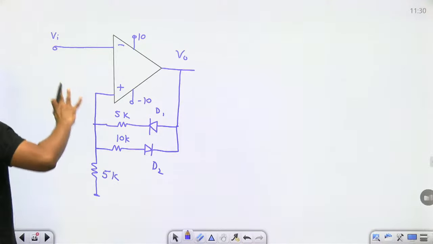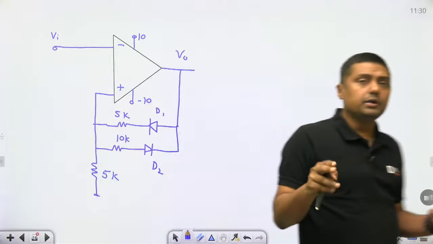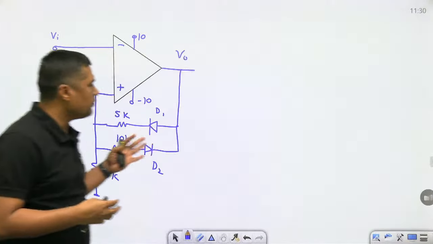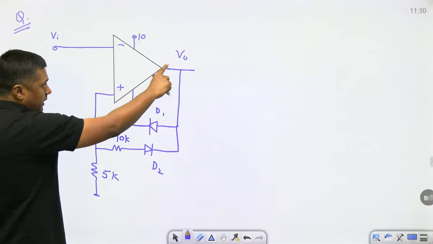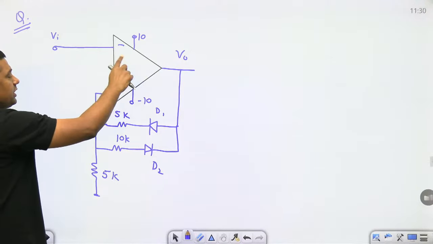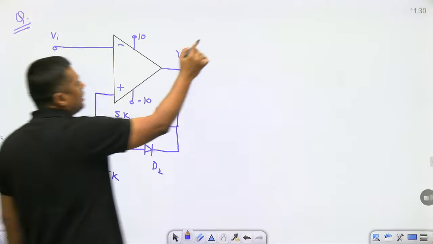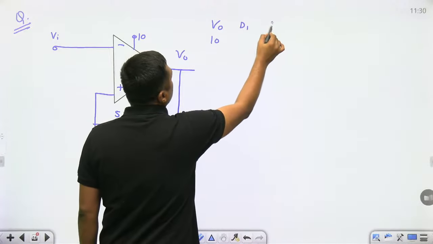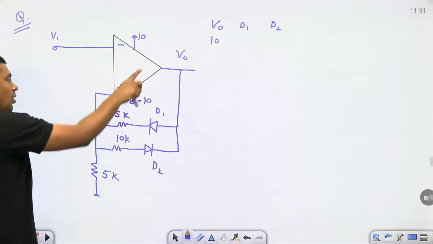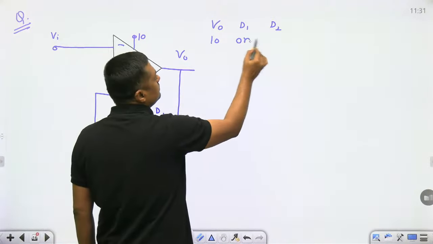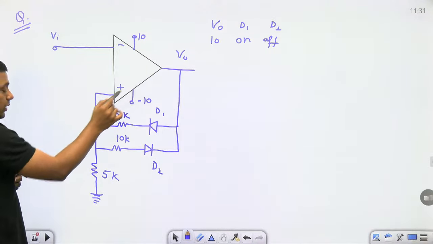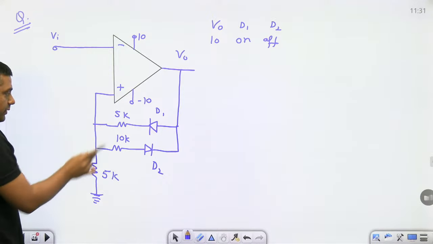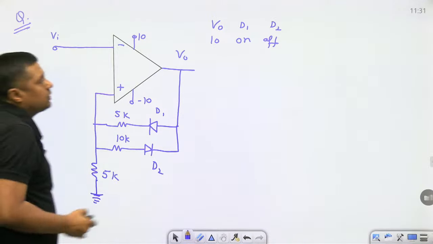Now in this diagram, again it is a Schmitt trigger circuit. We have different types of Schmitt trigger, so this is a very important diagram. In this case, if you want the upper threshold and lower threshold, always watch D1 and D2. When V0 is positive, there are 2 levels only, plus 10 or minus 10. When V0 is 10 volt, which diode is on? D1 is on because of the 10 volt, D2 is off. This is the ground. According to the voltage division rule, 5 upon 5 plus 5 into V0, because this path will work. That is the threshold voltage.